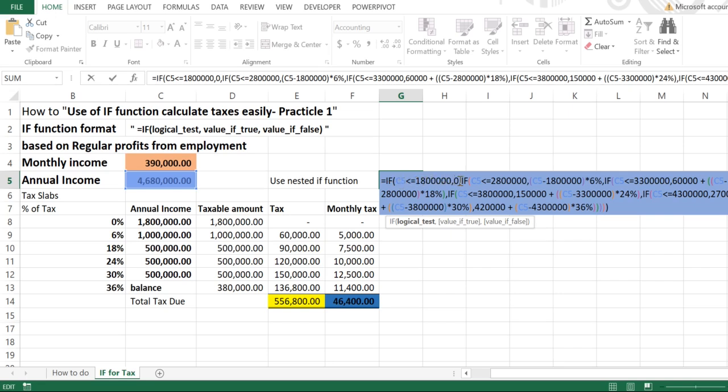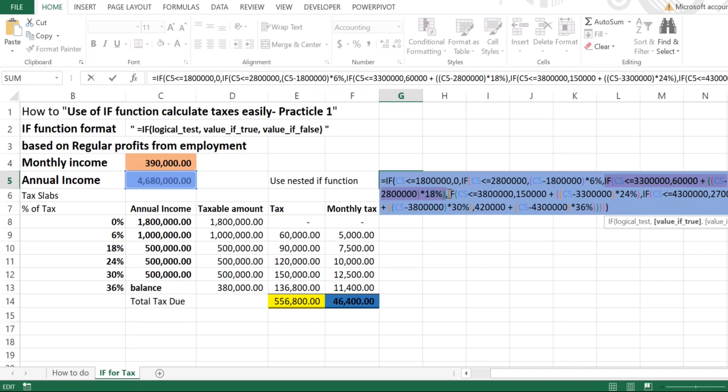Next level, IF C5 less than or equal to 250,000, C5 minus 150,000, into 6%. This means if income is less than or equal to 250,000, apply 6% on the excess above 150,000. Now we continue with the next slab. If C5 less than or equal to 300,000, 6,000 plus C5 minus 250,000 into 18%. Here, 6,000 is the fixed tax on the previous slab, plus 18% on the excess above 250,000.